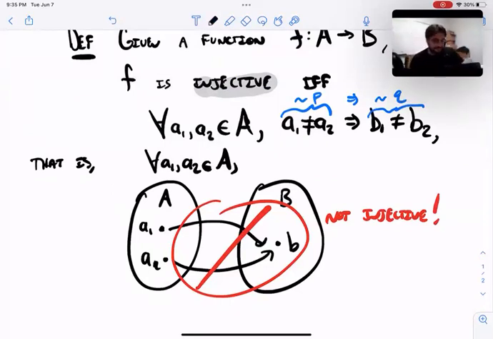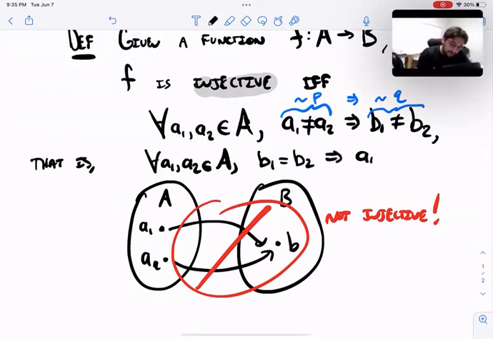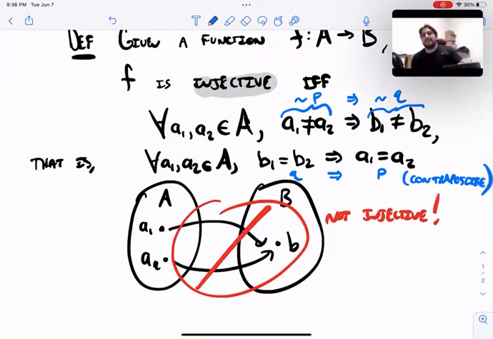Famous identity from symbolic logic, contrapositive, right? Reverse the order of the implication and negate both statements, and you get a logically equivalent statement, right? This is Q implies P, right? So there we can apply contrapositive to clean up our definition. So I think the arrow diagram is actually a little more apparent what's going on with the negatives, right? That if A1 is not equal to A2, then when you map them with the function, B1 is not equal to B2, right?